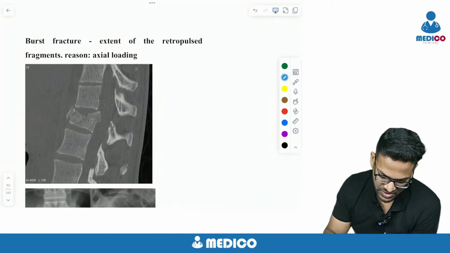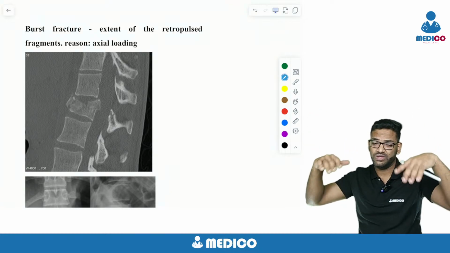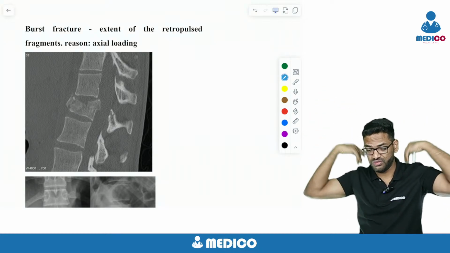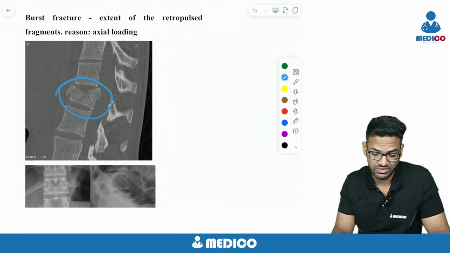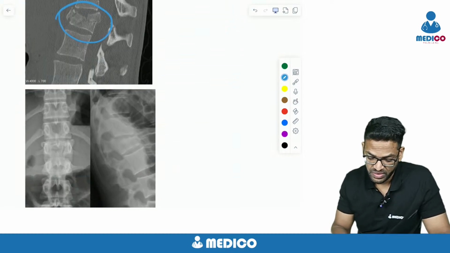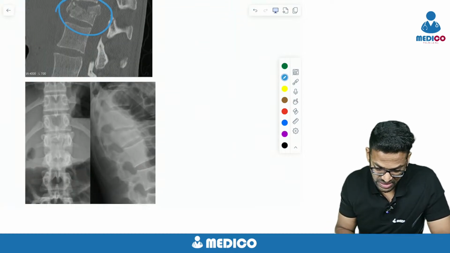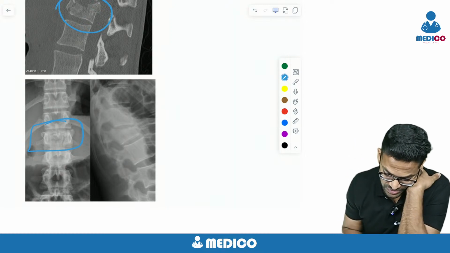Okay, next is burst fracture. It's very easy. If you have an axial loading, something falls on you and then one of the vertebrae gets compressed like this, it's called a burst fracture. Just a very normal mechanism, and you can see that in AP thoracolumbar spine views, though sometimes it's very difficult. So I'll just show you. This is the vertebra.